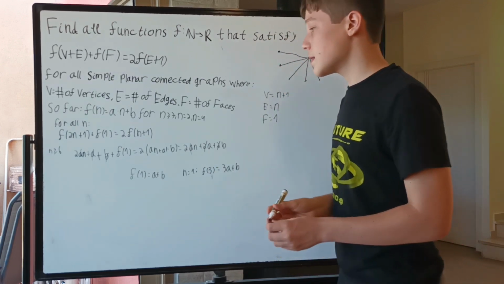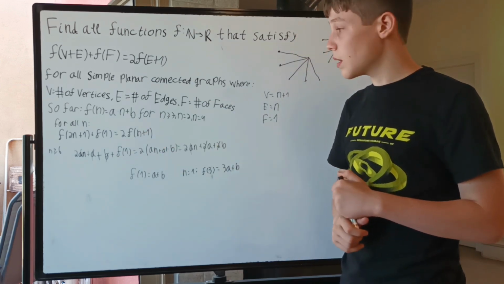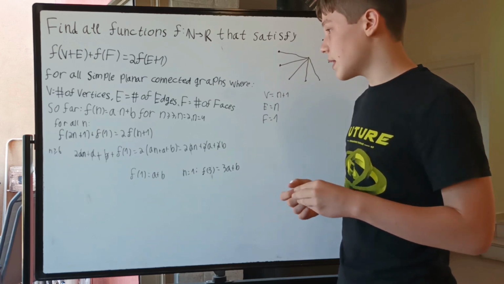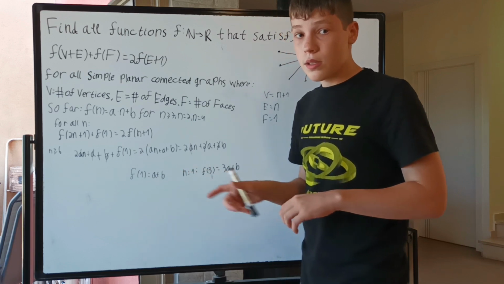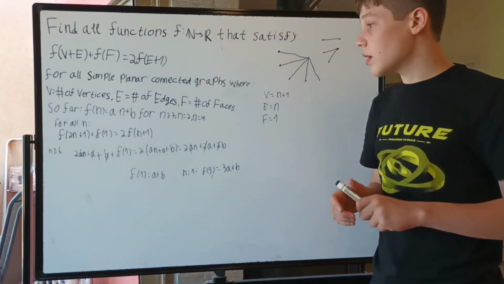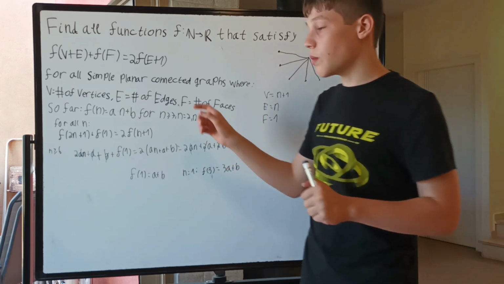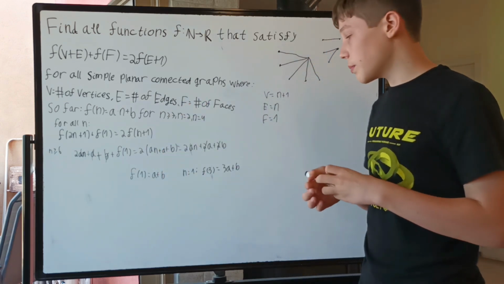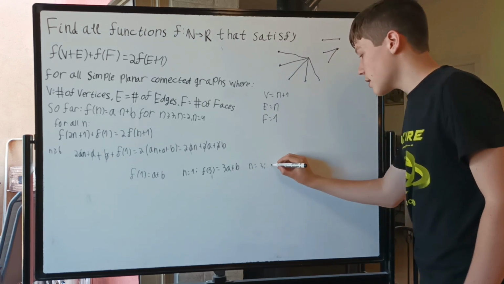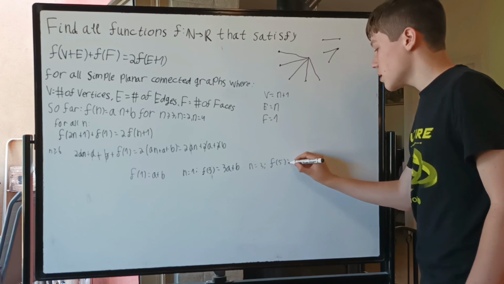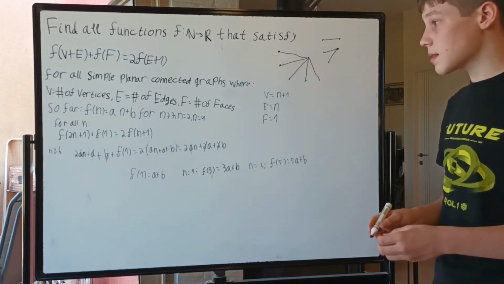Now we need to take care of 5 and 6. And if we plug into here n is equal to 2, we get that f of 5 plus f of 1 is 2f of 3. So f of 5 is equal to 2f of 3 minus f of 1. We know what f of 3 is, and we know what f of 1 is. So again, a little bit of algebra. After plugging in n is equal to 2, we get that f of 5 is equal to 5a plus b. We just need to take care of 6.